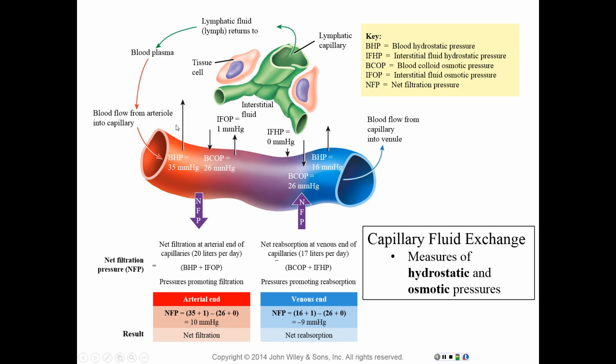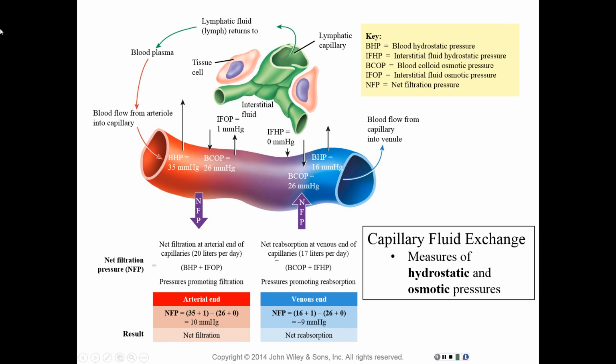Now I realize that there aren't 4 arrows here. There are 6 arrows in the picture. Remember, these final 2 arrows are simply repeats of these ones right here, showing how it changes from arterial to venous end. But in terms of the four measurements that you need to calculate net filtration, it's these first 4 arrows. This one, this one, this one, and this one.